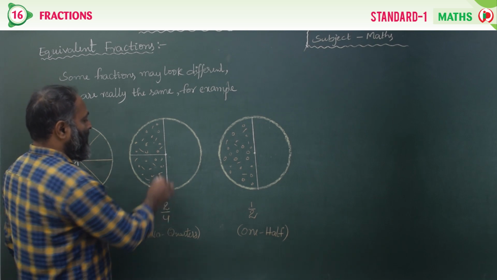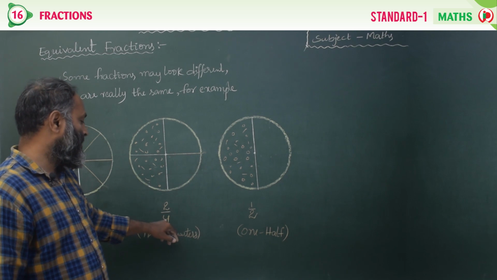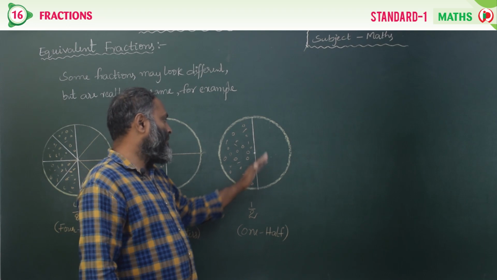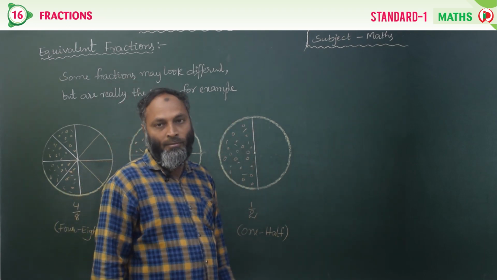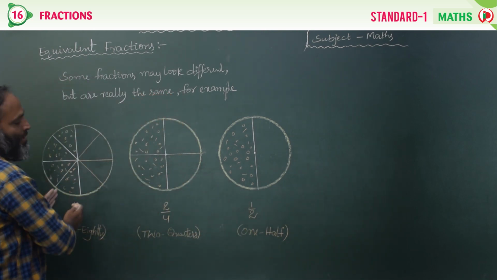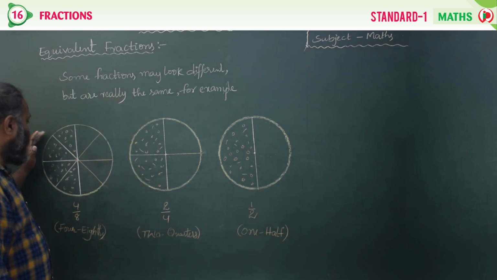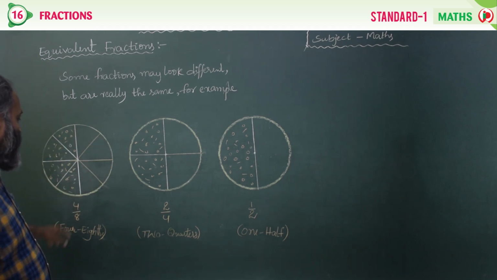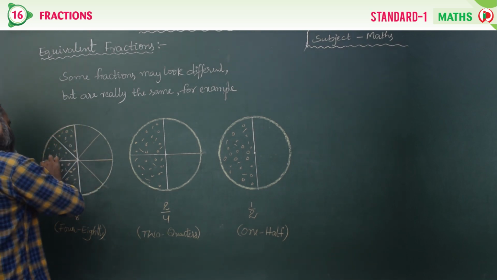In this pizza, it is divided into 4 parts in total. We ate 2 parts, that is 2 by 4. In this pizza, it is divided into 2 equal parts, and 1 part we ate. Now if you look, the part which we ate is the same. Suppose the first person ate 4 parts out of 8, that is 4 by 8. This much he ate.